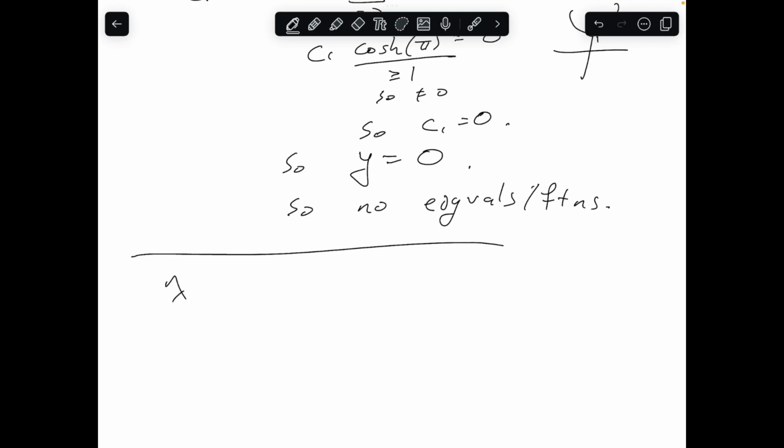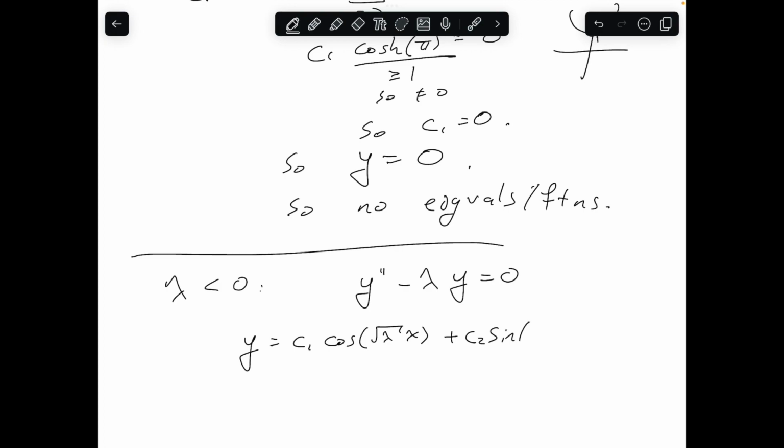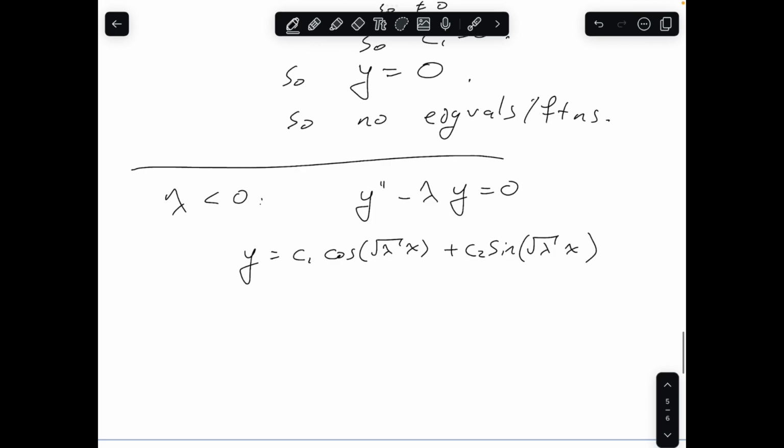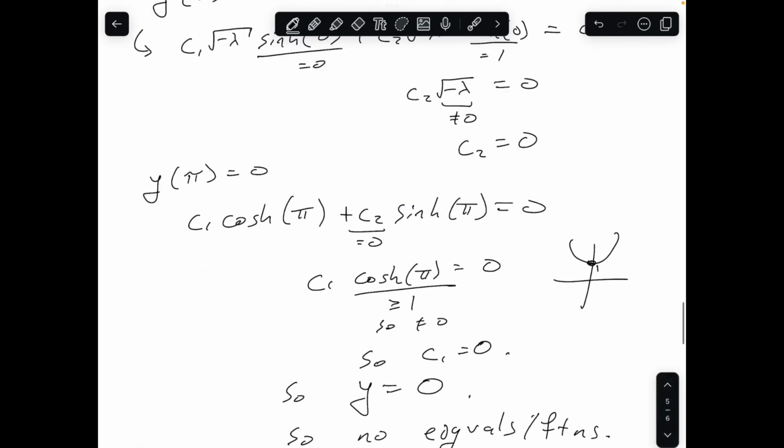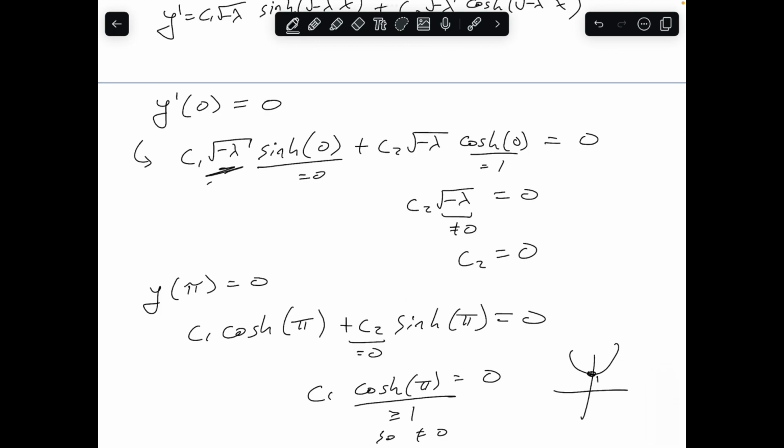And then our last case would be if lambda is negative. So we get y double prime minus lambda y equals 0. And so the general solution here is going to be c1 cosine of square root lambda times x plus c2 sine of square root lambda times x. By the way, you might be wondering, why is this a square root lambda, and we had a square root of negative lambda up here?